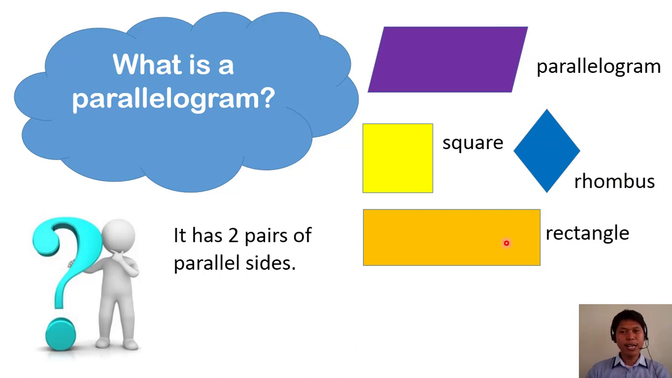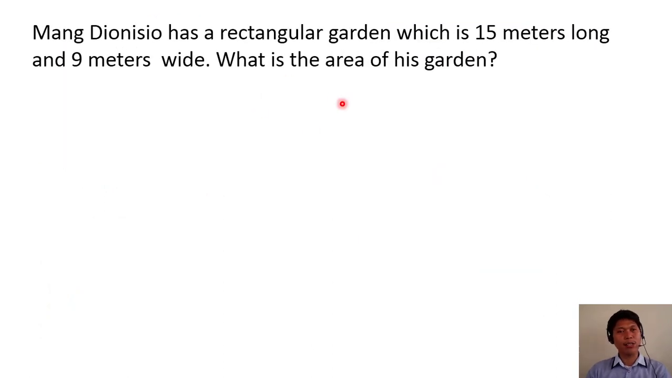So when we encounter figures like this, it means we can use the same formula, although we have different names and their dimensions. So let us discuss that further. We have the first problem, which is: Mang Dionisio has a rectangular garden which is 15 meters long and 9 meters wide. What is the area of his garden?